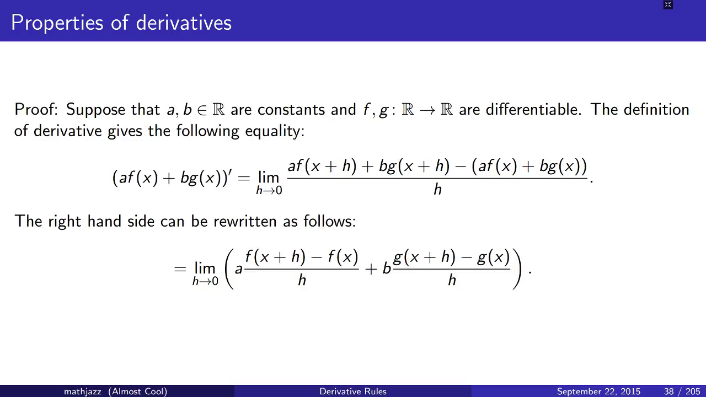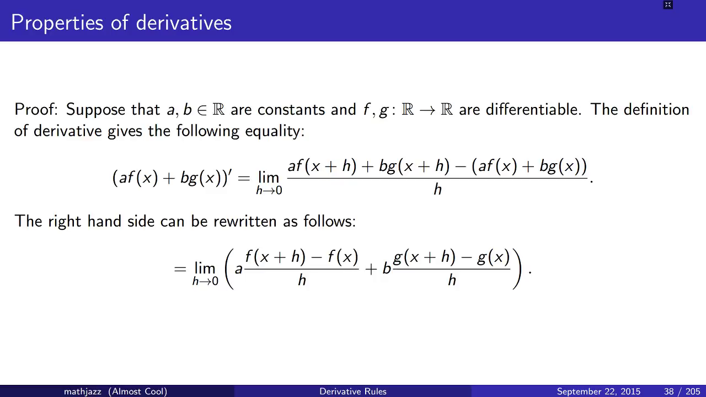Now the right-hand side can be rewritten as follows. We are going to switch the b g of x plus h term with the negative a f of x term, so we get all the f's on the left side and all the g's on the right side. We're going to split the fraction in two because we can. And then we're going to factor an a out of the f fraction and a b out of the g fraction. It's all algebra. And if you want to, you can pause the video and work this out on a piece of paper.